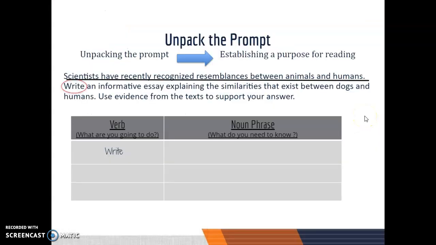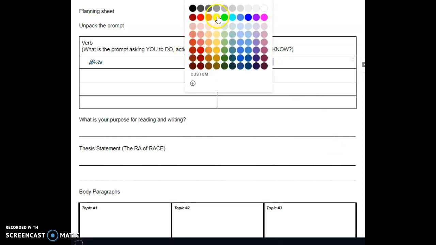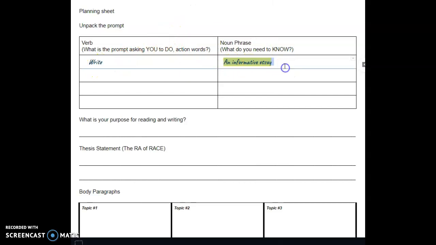So now we know that we are writing, but what are we writing? An informative essay. You want to go ahead and underline informative essay on your writing prompt, and then go to the T-chart on your planning sheet and write informative essay under the noun phrase for what do you need to know. So we're going to write an informative essay. Your planning sheet should now look something like this, with write and an informative essay on the top line.